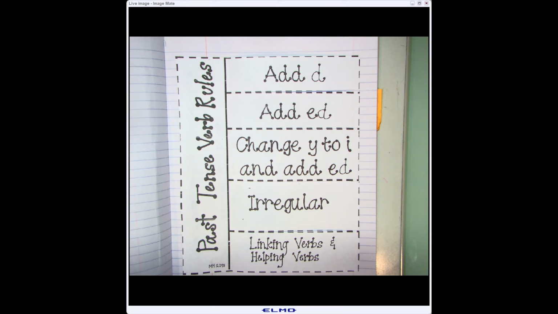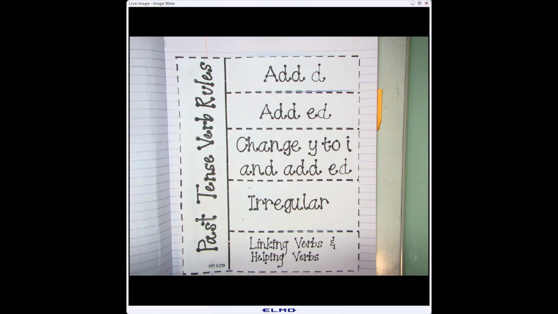Okay, so today in class we started going over past tense verb rules. Let's review. A past tense verb, first of all, what's a verb? A verb is an action. A past tense verb is an action that has already happened, whether it happened earlier today, yesterday, last week, a month ago, or a year ago. It is a past tense verb.